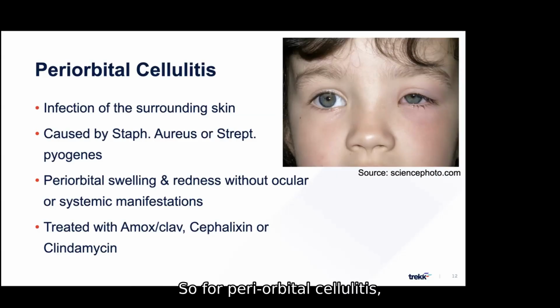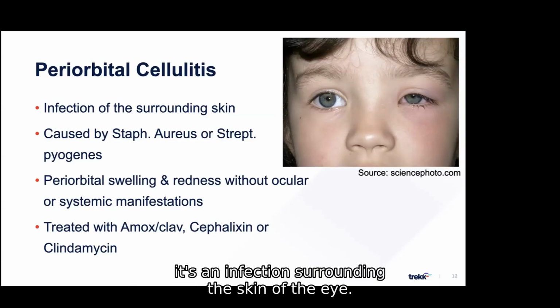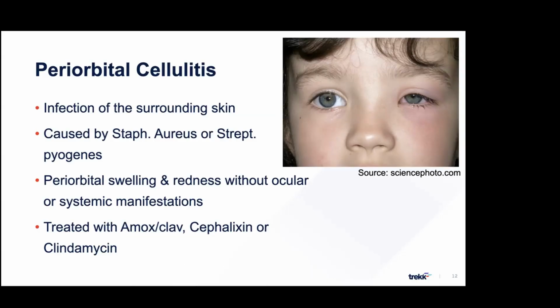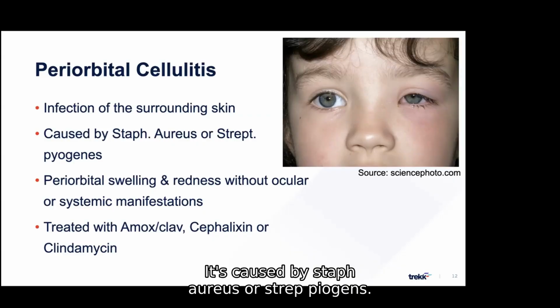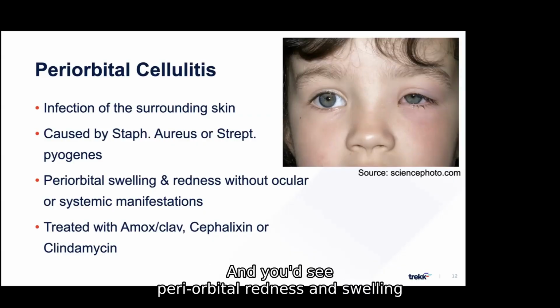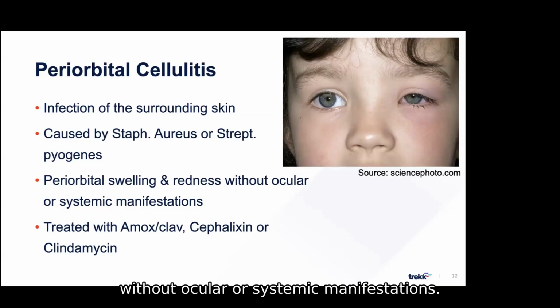So periorbital cellulitis is an infection surrounding the skin of the eye. It's caused by Staph aureus or strep pyogenes, and you'd see periorbital redness and swelling without ocular or systemic manifestations, meaning you don't have a fever. These kids usually don't have a fever, and they don't have visual changes or painful extraocular movements when they move their eye. They're treated with oral antibiotics: amoxiclav, cephalexin, or clindamycin.